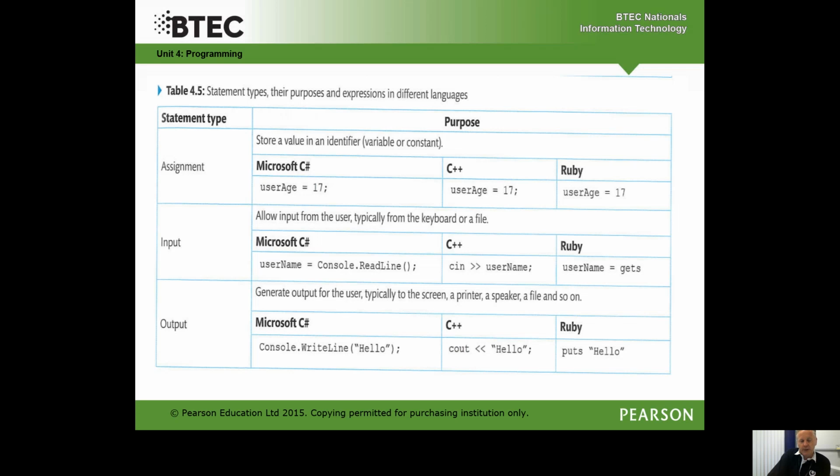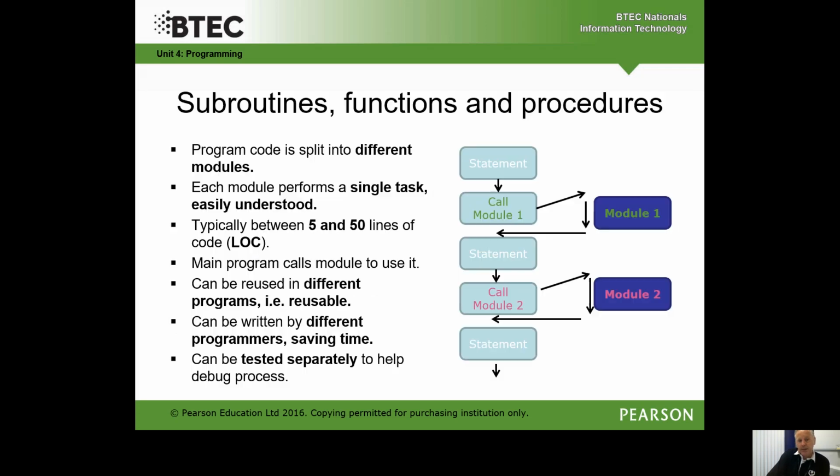Output, so putting output on screen. In Microsoft C#, console.writeline hello, so that hello would appear on the screen. C++, cout, less than, hello. And then Ruby puts hello. So you can see when you're putting output, that's quite different between the different types of programming language. Assignment is very similar, output quite different. So it's things that you need to learn and develop, different constructs, expressions used in different programming languages.